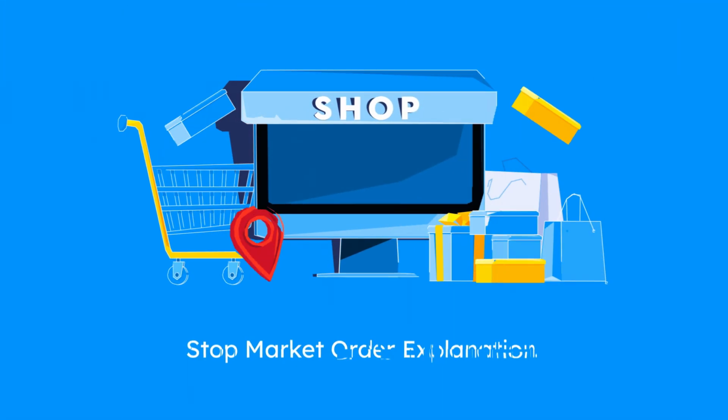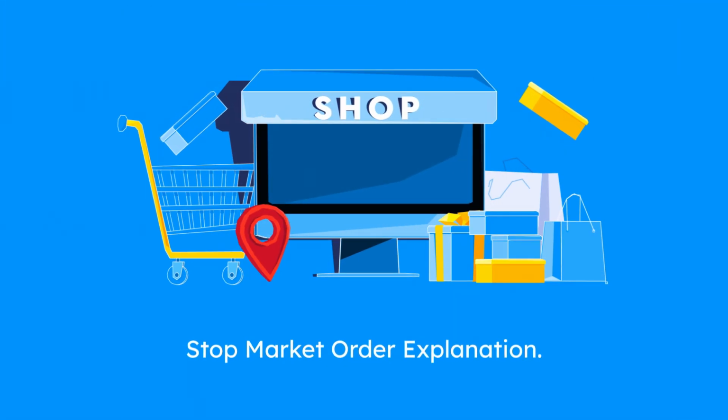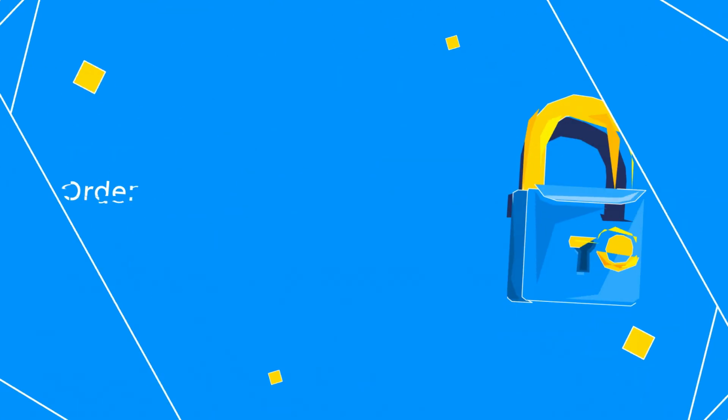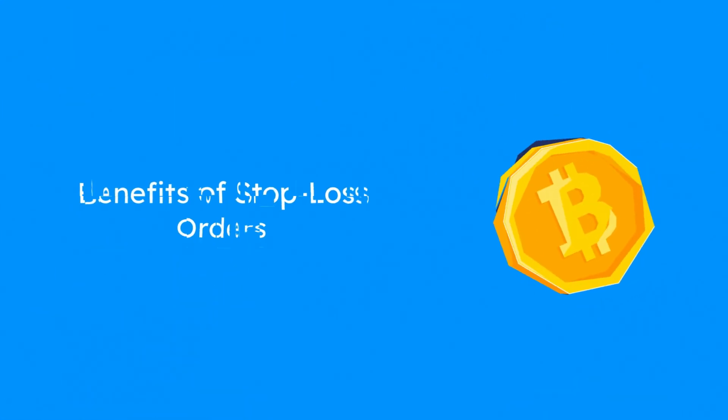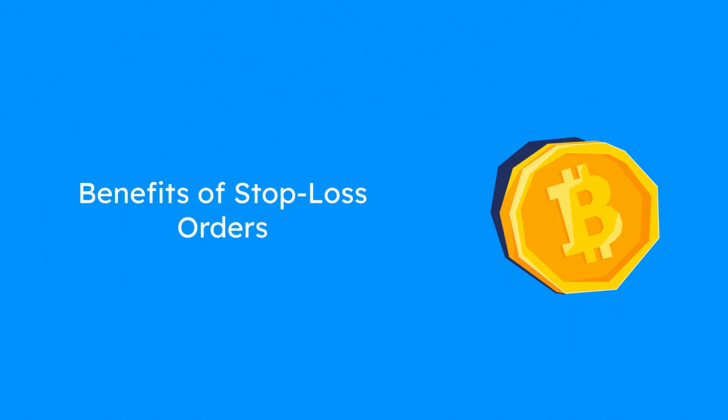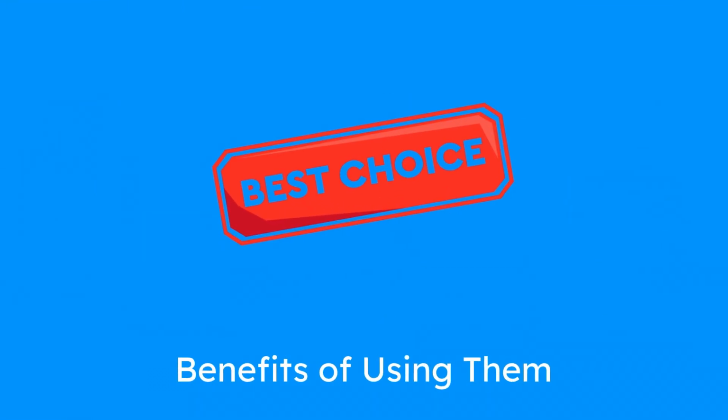Stop market order. Similar to a standard stop-loss order, a stop market order becomes a market order once the stop price is reached. However, it ensures that the order is executed at the next available price, which might be lower than the stop price. Stop-loss orders offer several benefits that make them essential for both novice and experienced investors. Here's why you should consider using them.